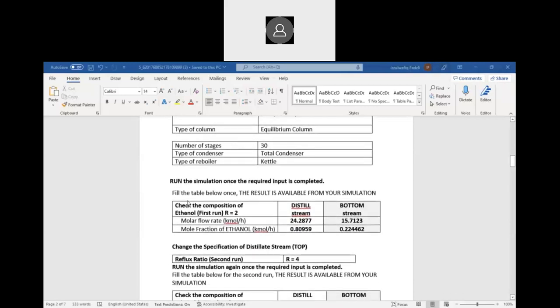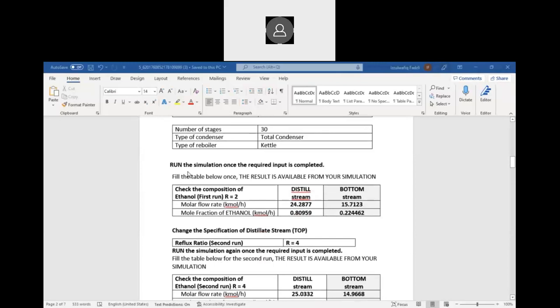For the first run, we ran the simulation with reflux ratio 2, which gave a distillate molar flow rate of 24.2877 and a bottom stream of 15.7123. The mole fraction of ethanol is 0.80959 in the distillate and 0.224462 in the bottom stream.